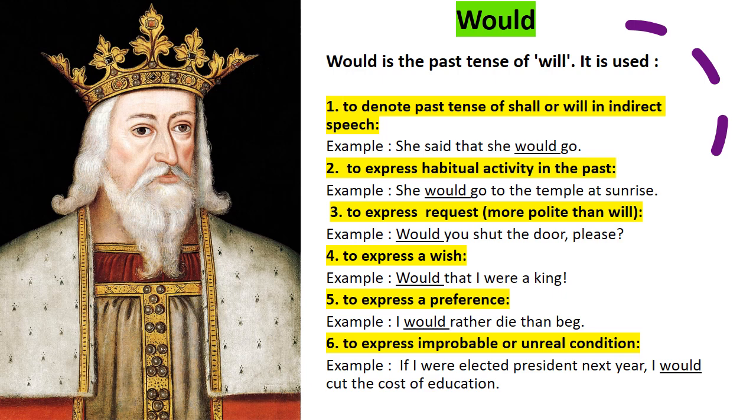Next use, to express a wish. यहाँ आप अपनी wish बता रहे हैं. Example, would that I were a king. काश मैं एक राजा होता. To express a preference. For example, I would rather die than beg. भीख मांगने के बजाय मैं मरना पसंद करूंगा.